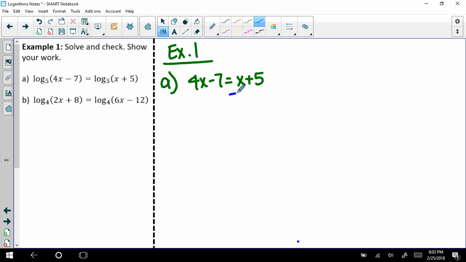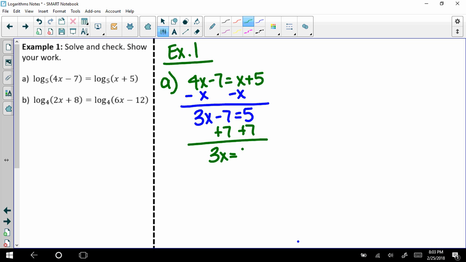So let's see, I'll subtract x over. So 3x minus 7 equals 5. Add 7 over. 3x equals 12. Divide by 3. So x equals 4.